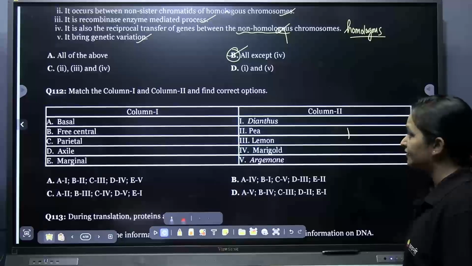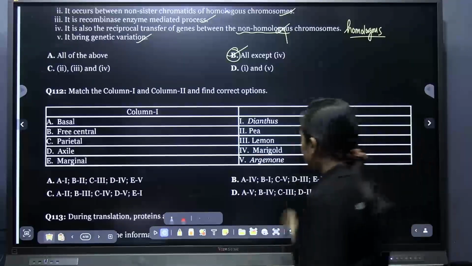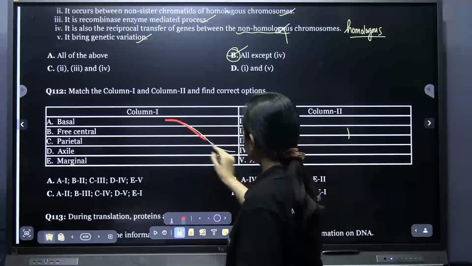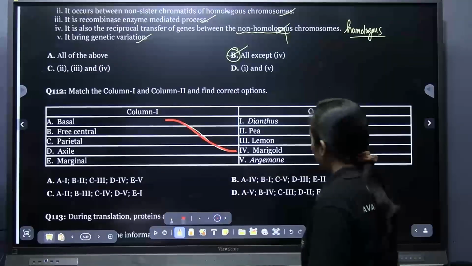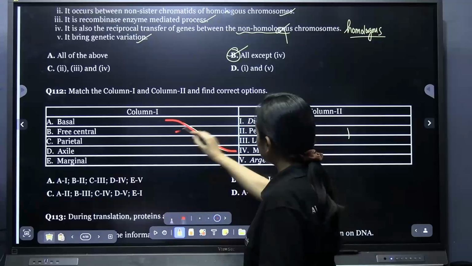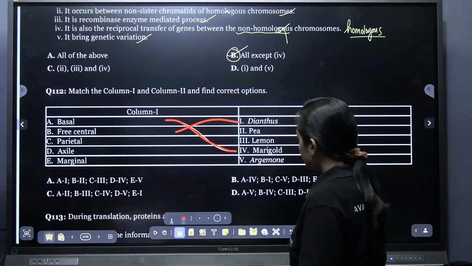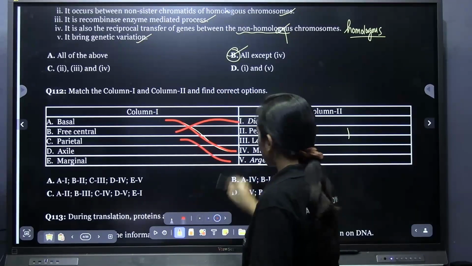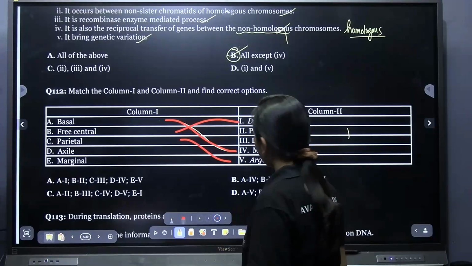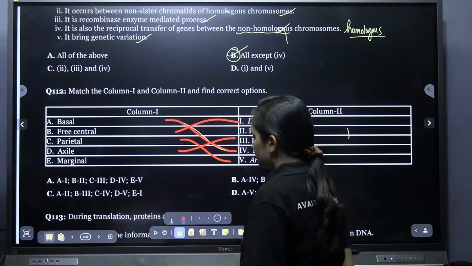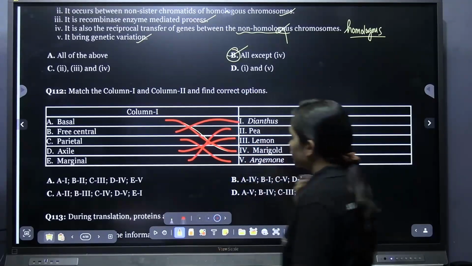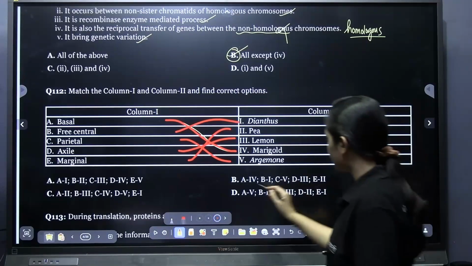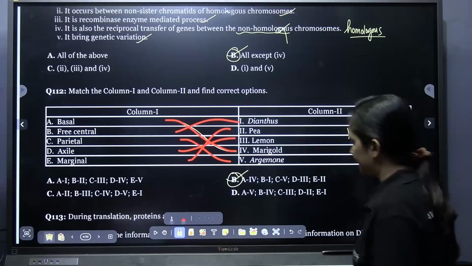Match column 1 and 2 and find the correct option. Okay, basal placentation, marigold, isn't it? Free central, free DP, that is dianthus. Parietal is argemone. Axile is lemon, and marginal is pea, which means A4 B1. So which is B for Bombay is the correct answer.